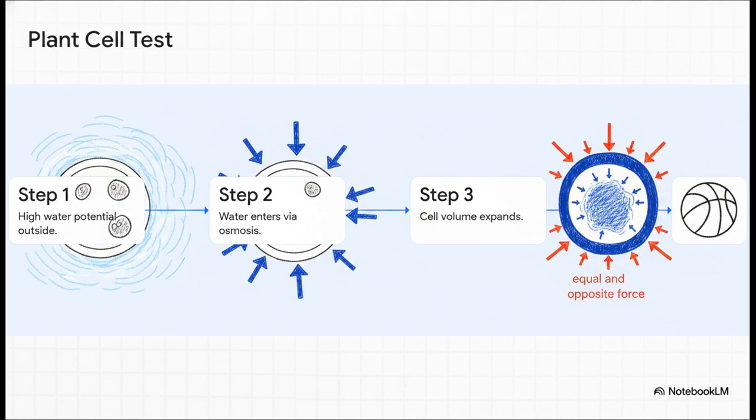The plant has a sturdy, rigid cell wall. As the internal volume expands, notice the visual boundary markers. That thick wall is exerting an equal and opposite force, physically pushing back inward. The cell doesn't burst, it just becomes incredibly firm, a state we call turgidity.